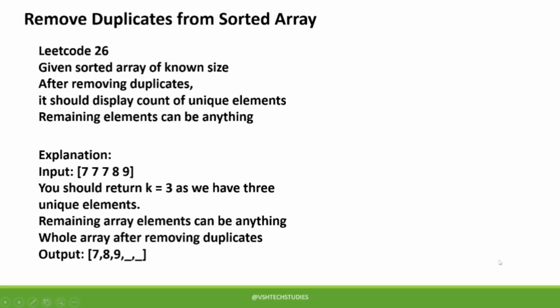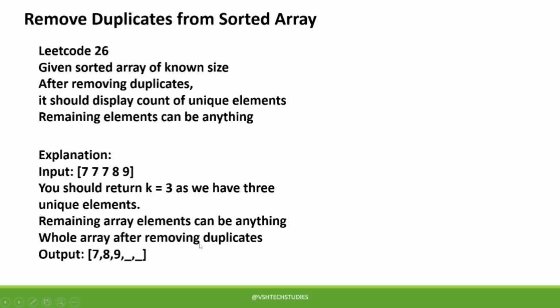So if you see the explanation here, if this is the input array, the array elements are in sorted order. How many elements? 5. So array size is 5. So array is of known size and it is in sorted order. So the program should return k equal to 3 as we have 3 unique elements here: 7, 8, 9. The remaining array elements can be anything.